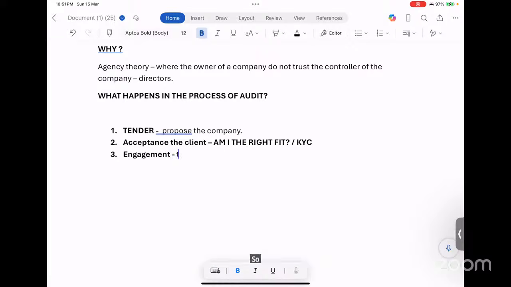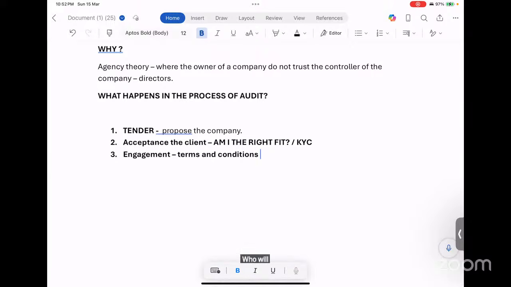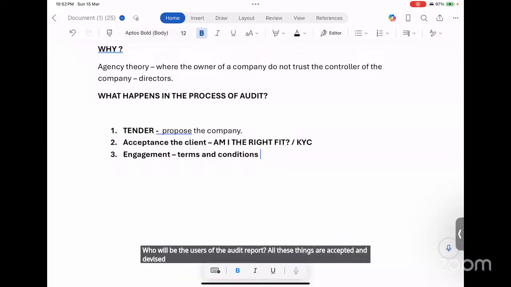So you set the terms and conditions here that, okay, what will be the timeline of the audit? What will be the fee that I receive? What will be the deliverables of the audit? By what time will the audit be completed? What kind of audit report will be issued? Who will be the users of the audit report? All these things are accepted and devised in the engagement letter. Once the engagement letter is signed, now the audit process starts.